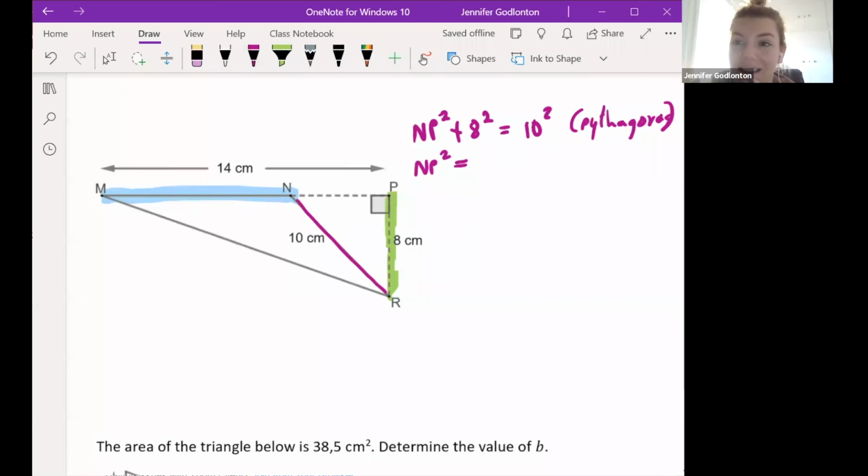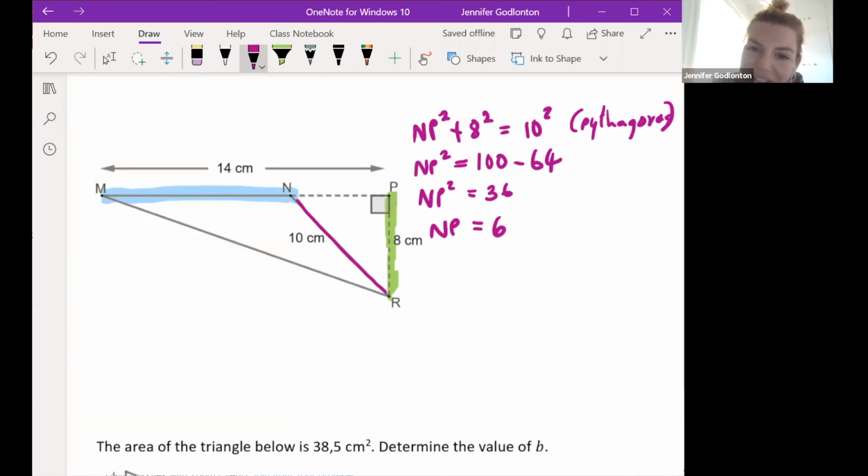Okay, let's just think about that. Minus. Yeah, what's going to be minusing from what? 100 is going to be minusing 64. 100 minus 64. There we go. Okay, cool. So NP squared is equal to what? NP squared is equal to 36. Good. Then you're going to square root that. Good. And get NP is equal to 6.